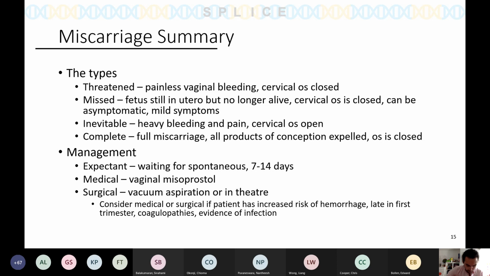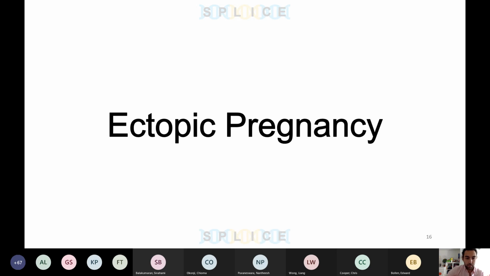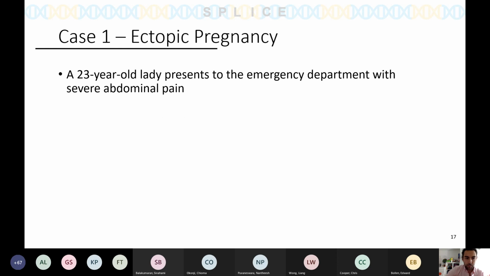And I think I saw in the chat people asking about doses and stuff. I wouldn't worry about that too much. Just know the drug, basically. Okay, cool. So that's miscarriage in a nutshell. We'll move on to ectopic pregnancy.